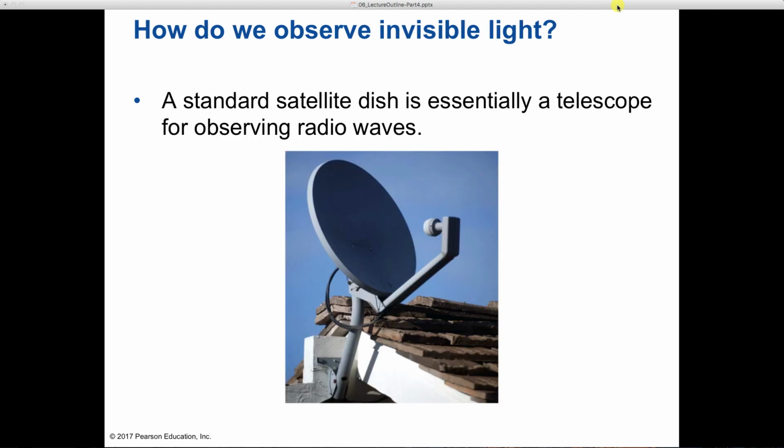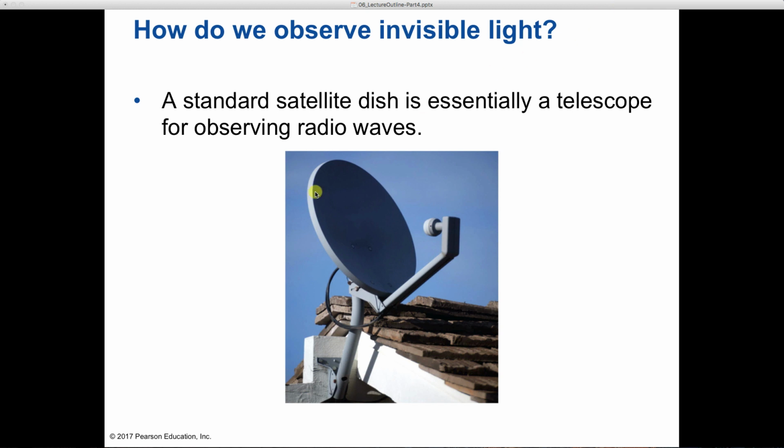So we don't just want to look at visible light coming from an object. We want to look at all the different forms of electromagnetic radiation. So radio waves are kind of like what you get from your satellite. If you have a satellite dish on your house, that's a telescope. That's something that's receiving and focusing light from some object, and that happens to be a satellite out in space.